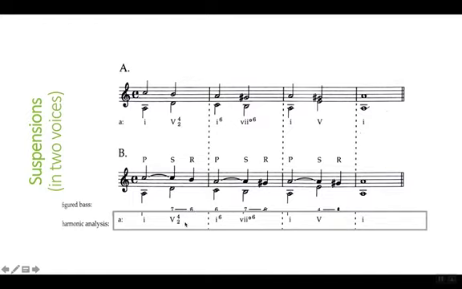And notice that it doesn't change anything about the chords. It's still 1 going to 5-4-2. It's just that you have to wait for the C to resolve to a B before you know what the real tone is.